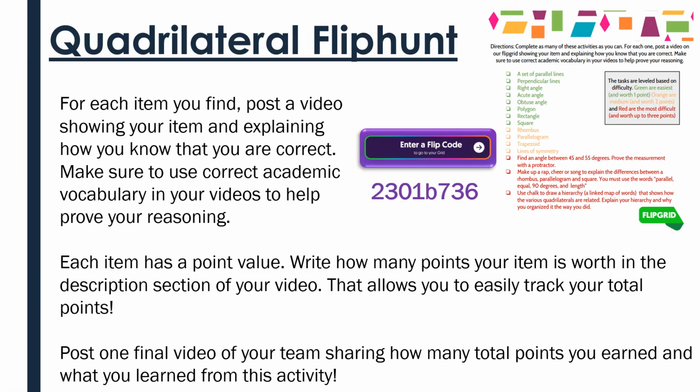Here's a little example of a quadrilateral flip hunt. This was one that was found inside the Discovery Library. For each item that they find, they post a video showing their item and explaining how they know that they are correct. So you can see a set of parallel lines, perpendicular lines, polygons, all the way down to where red is the most difficult ones to get.